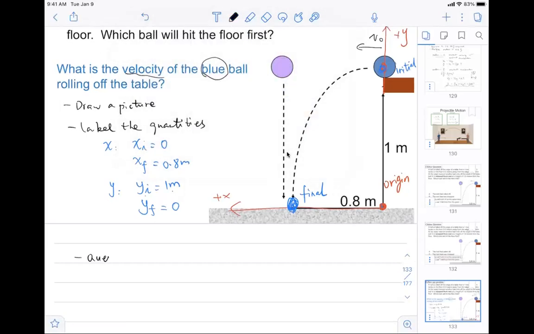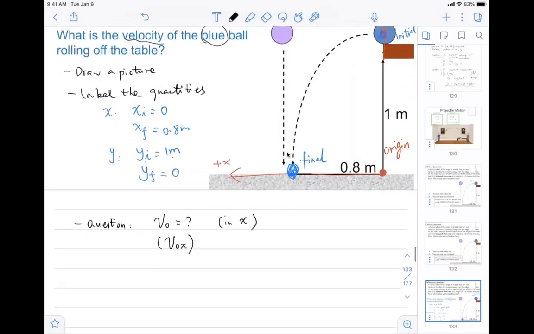And what is the question I'm trying to solve for? The question is, what is the initial velocity in the x direction? So this is in the x direction. So V naught is also V naught x. It's in the x direction. I want to solve for this quantity. Okay, so what about the physics?